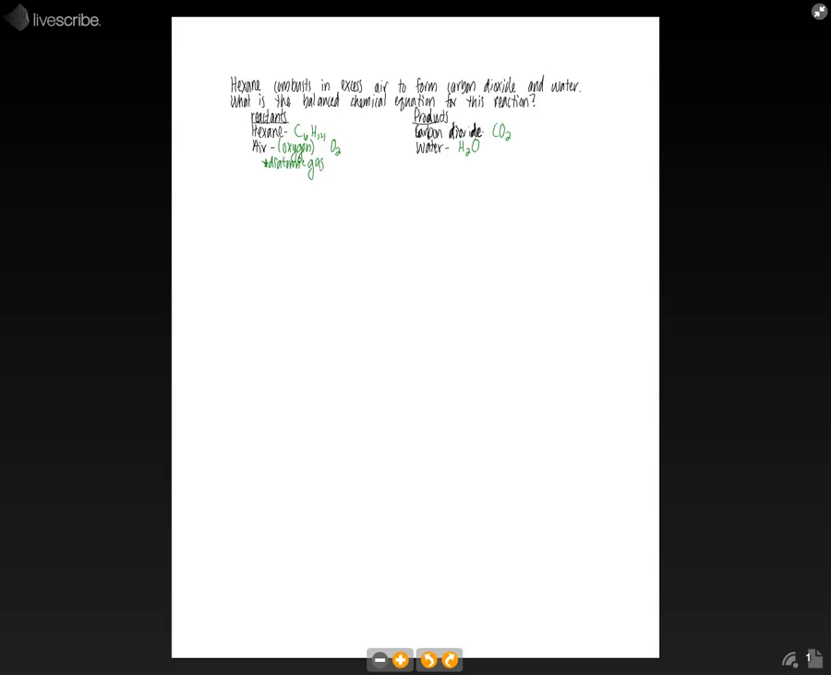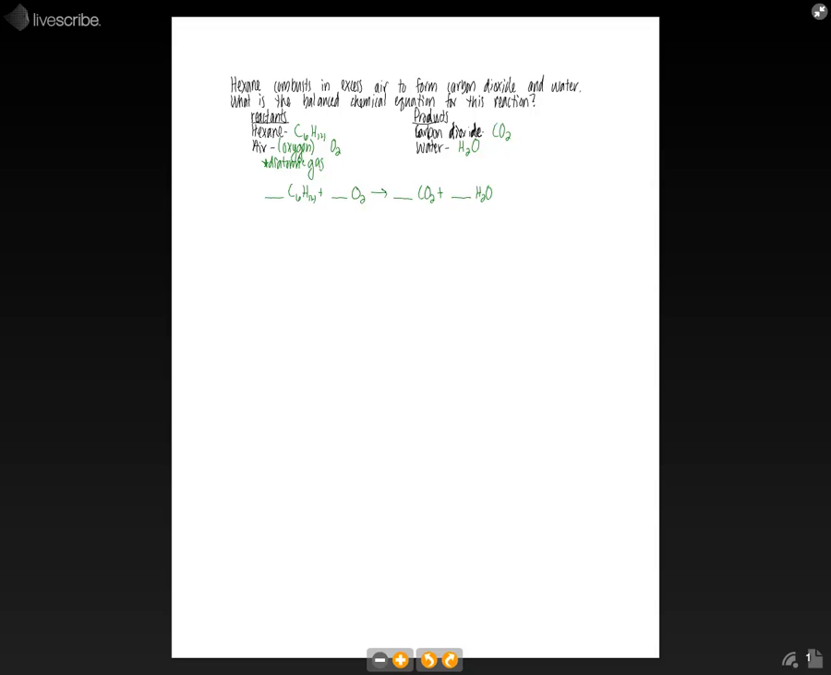Now that we have the chemical formulas of all of these, we can write out our general equation, leaving space in front of each of them so that we can fill in the coefficients as we go. So we have blank C6H14 plus blank O2 yields blank CO2 plus blank H2O.